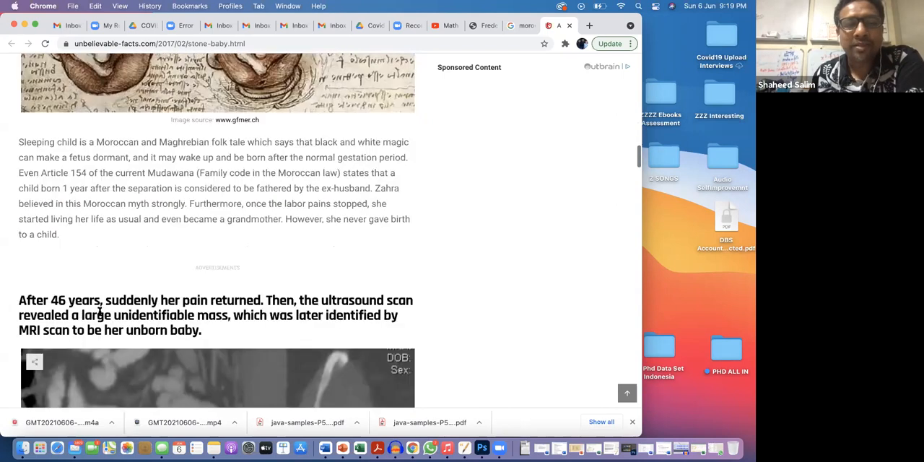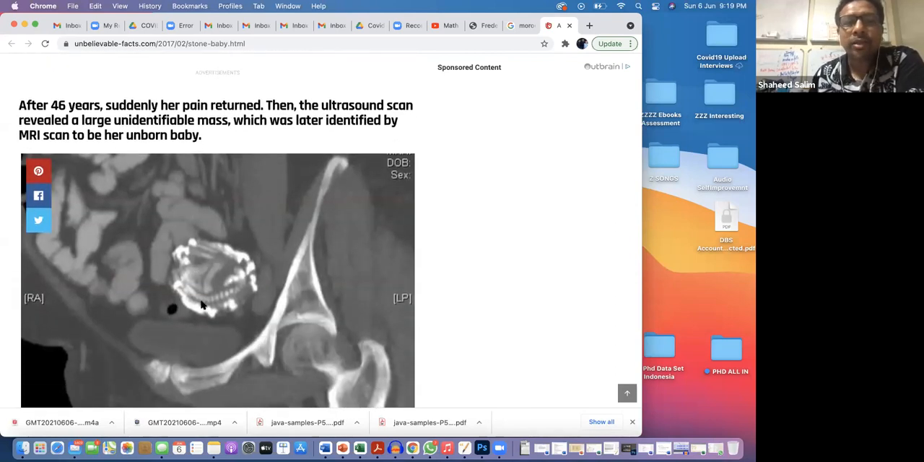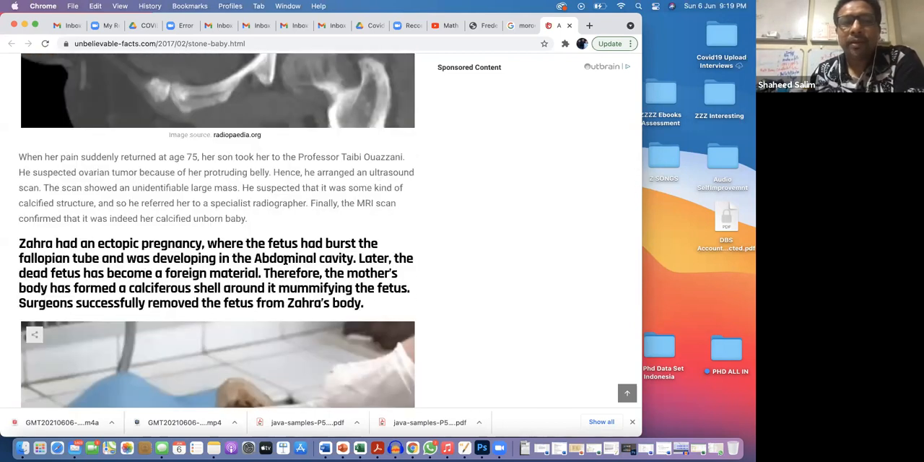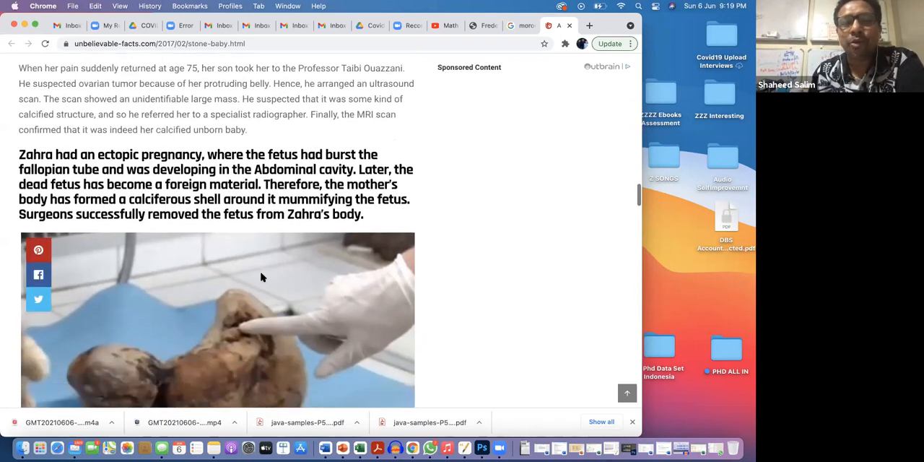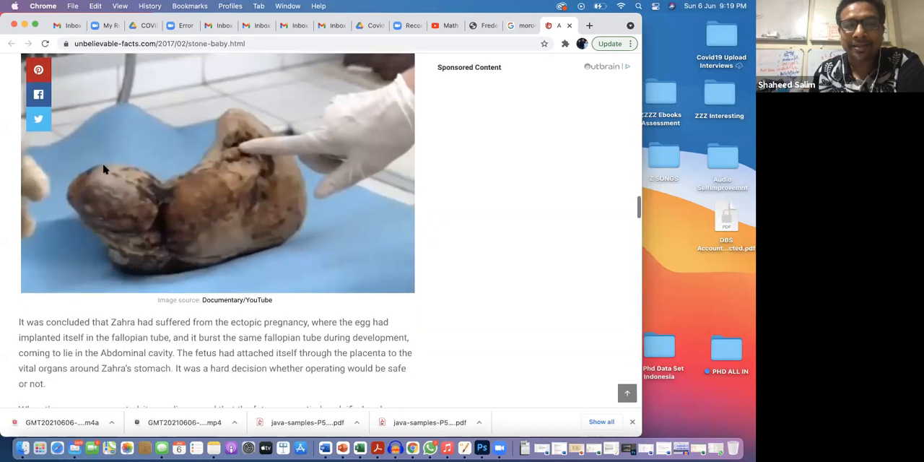Suddenly, 46 years later, the pain returned. And yeah, baby also stopped moving. The ultrasounds reveal something. It's actually her unborn child 46 years ago. So what happened? You see, the fetus had burst into the fallopian tube. This is dangerous. So what happened? By Allah's will, the body itself formed a calciferous shell. That means like a stone-like shell around that baby, mummifying the fetus. It's a miracle, man. Right? And then they remove it. It's like a stone baby. But this is not the baby. Yeah? This is the mummy, the coffin inside is the baby.